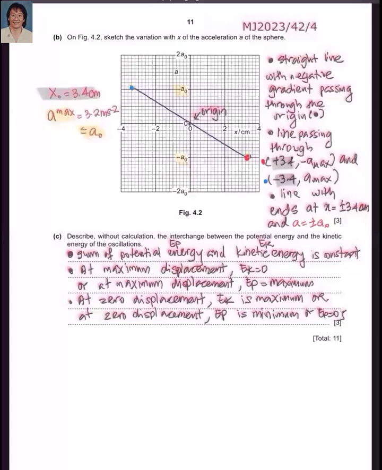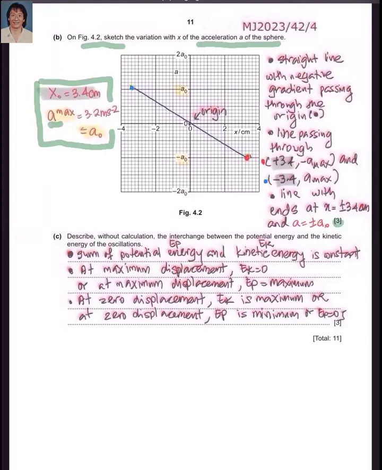Part B. On figure 4.2, sketch the variation with x of the acceleration a of the sphere. Before you can do this question, you must know that the maximum displacement is 3.4 centimeter, or the amplitude is 3.4 centimeter, and the maximum acceleration is 3.2 meter per second squared, which is same as a0. This question carries 3 marks.